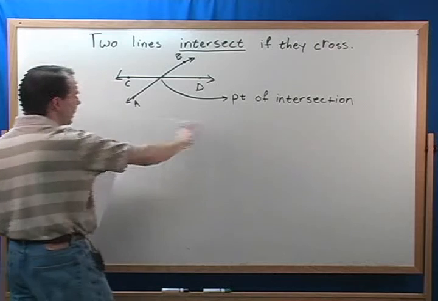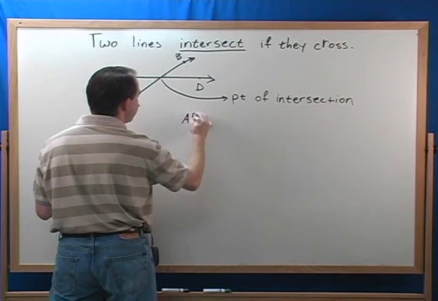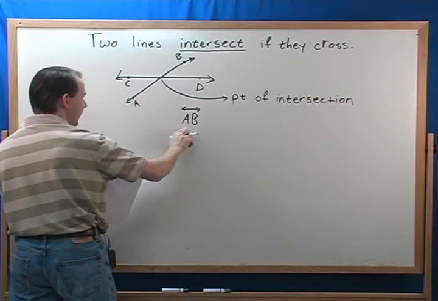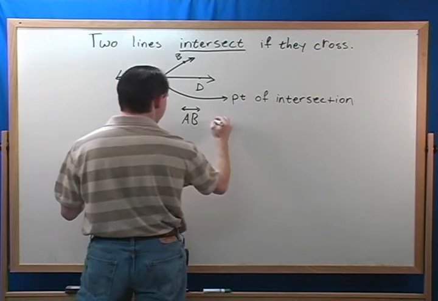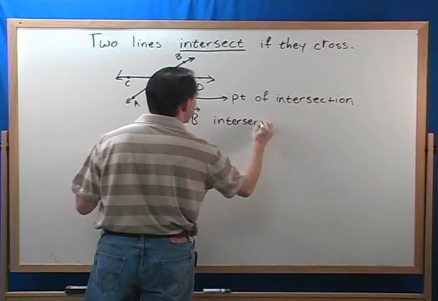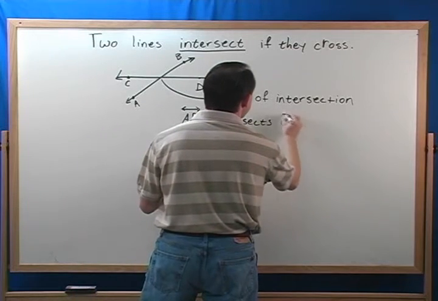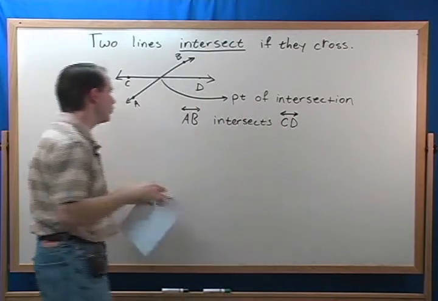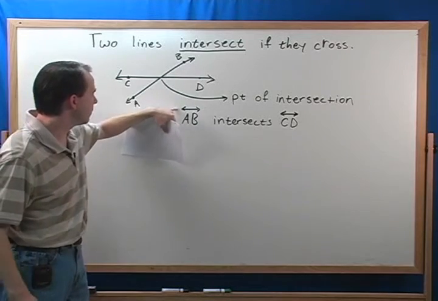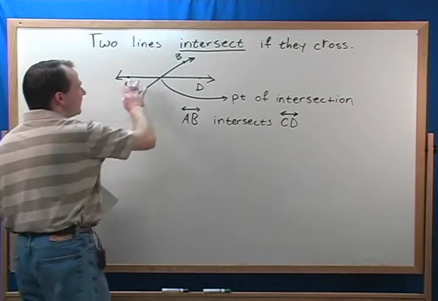If we were going to write this down like for an answer to a test, we would say that line AB intersects line CD. We're just going to get a little practice writing down line AB. If you remember back to the previous section, the way you write a line is you put the two points that the line goes through, and you put this double arrow over the top showing that it goes on and on in both directions.